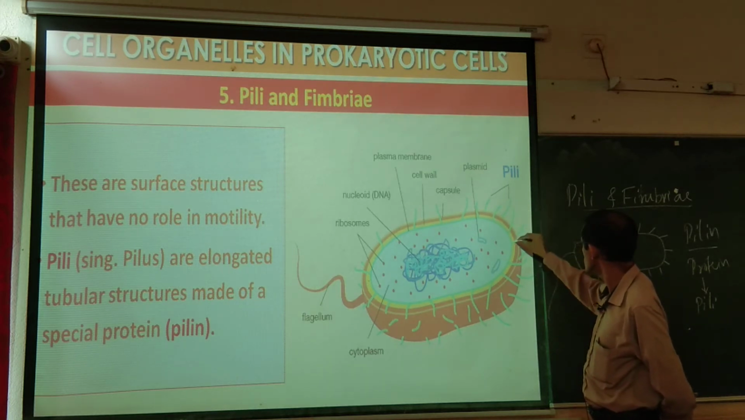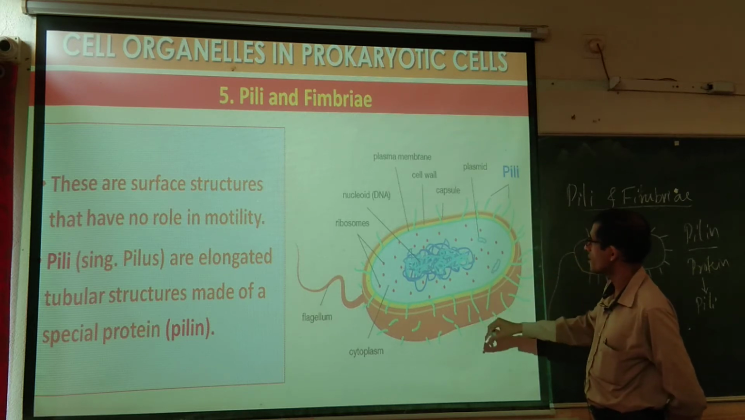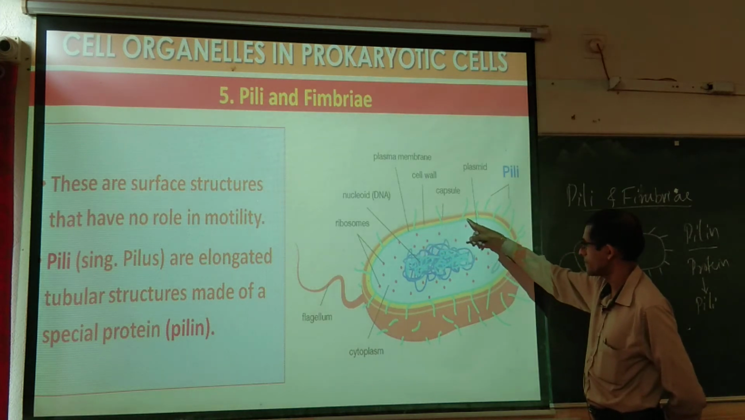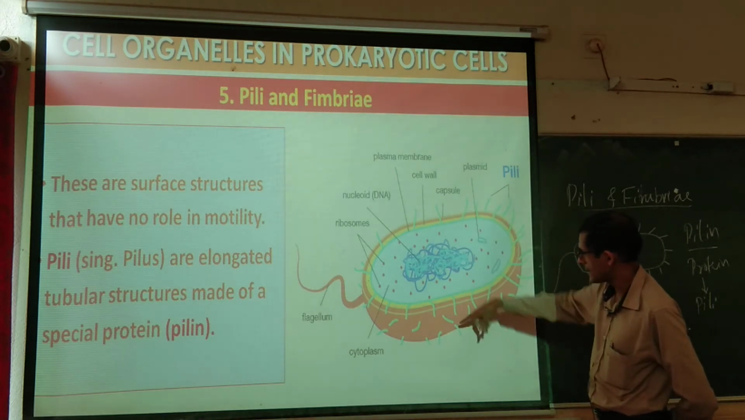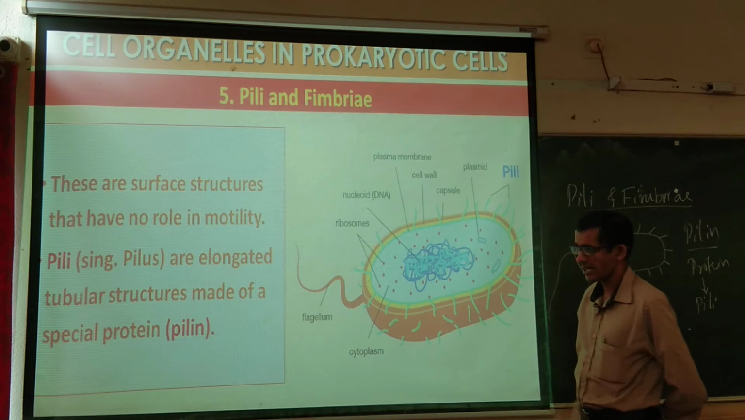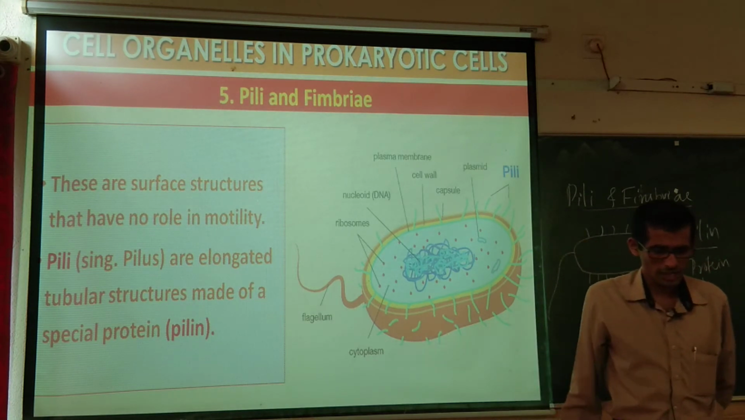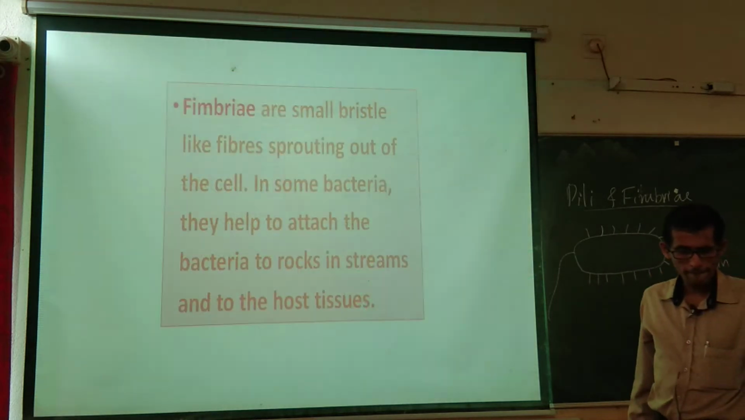They actually emerge from the plasma membrane area. This is the plasma membrane, and from there we can observe the formation of the pili. So, pili are very small elongated tubular structures made up of the protein called pilin.